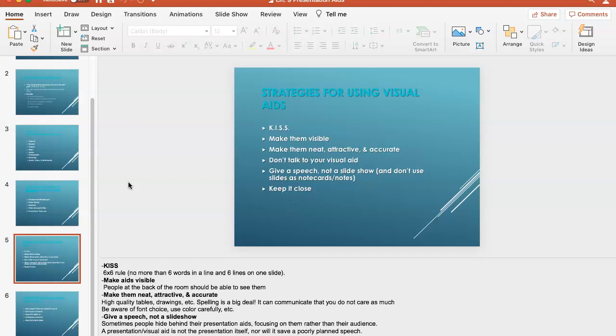Make them neat, attractive, and accurate. So I know we talked about this. Be sure that you're using accurate and high quality tables, drawings, etc. Spelling is a big deal. Use spell check. It can communicate that you don't care as much if you have spelling errors or numeric errors, stuff like that. So you really want, everything communicates something, so you really want to do a good job and double check your work on your visual aids.